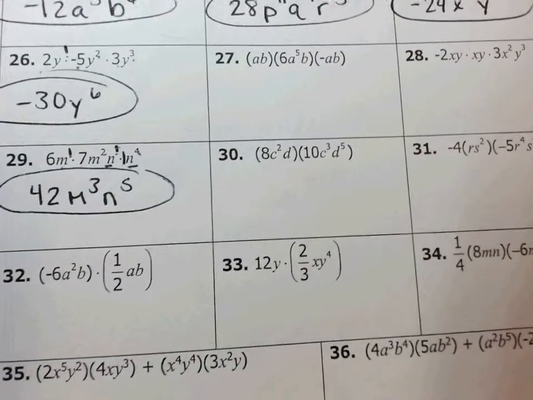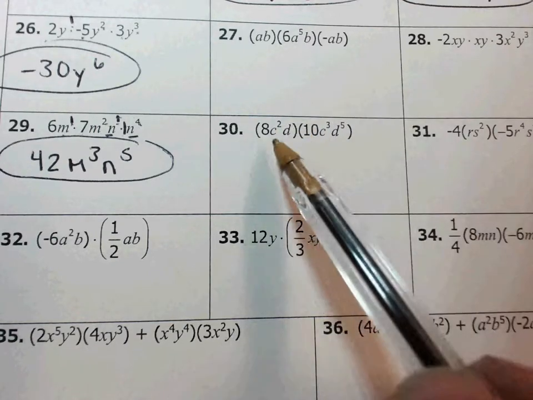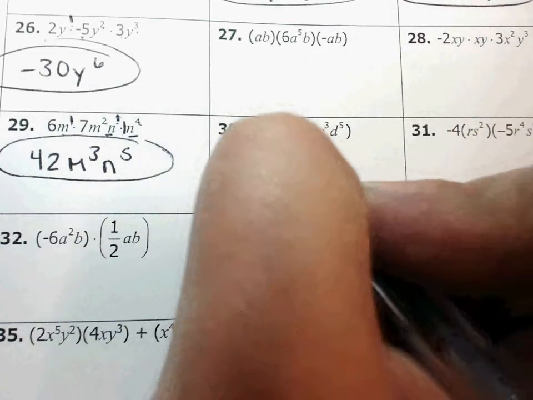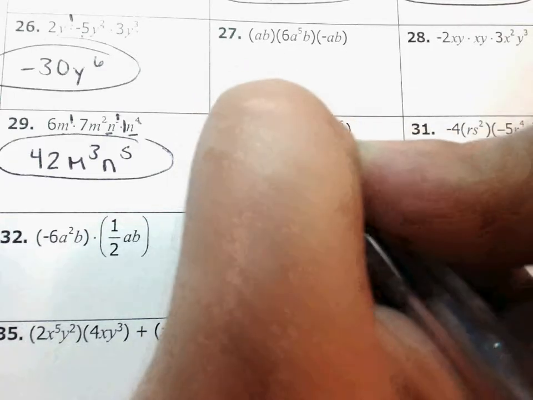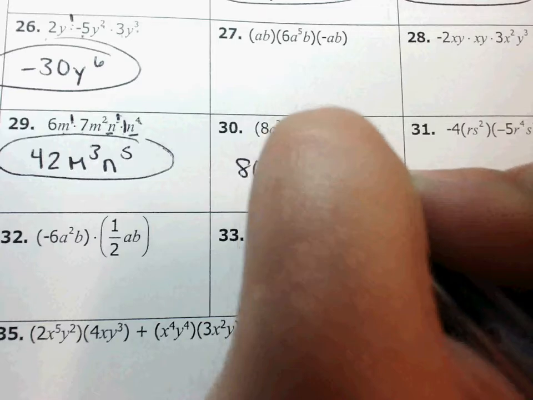Okay, go ahead and try 30. 8 times 10 gives me 80. c squared and c cubed gives me c to the 5th. You can put a 1 here. d^1, d to the 5th is going to be d^6.